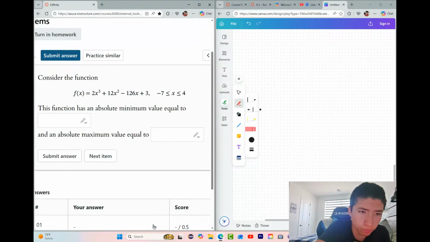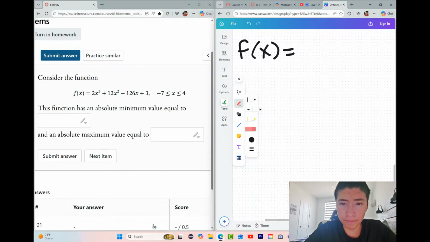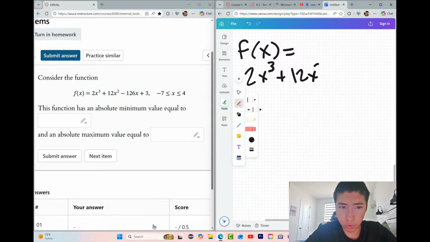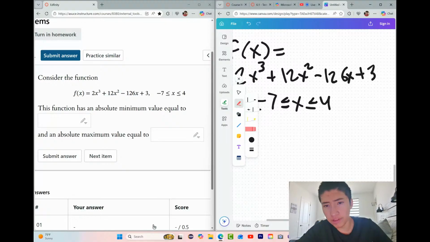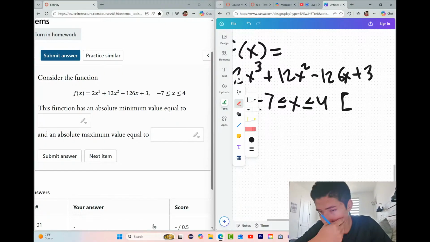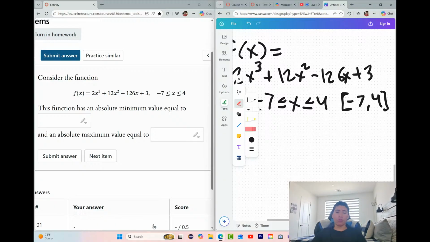Now, we got to consider the function f of x equals 2x cubed plus 12x squared minus 126x plus 3, where x is in between -7 and 4. So creating the interval, it's a closed interval because the endpoints are included. We have -7 all the way to 4.